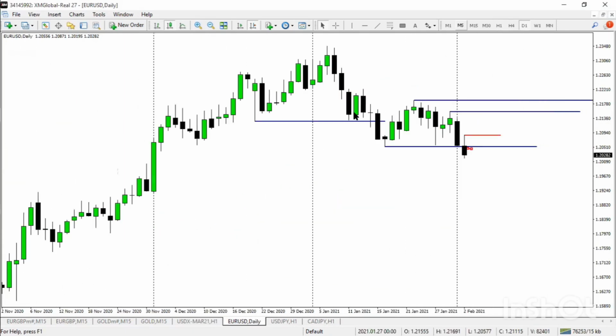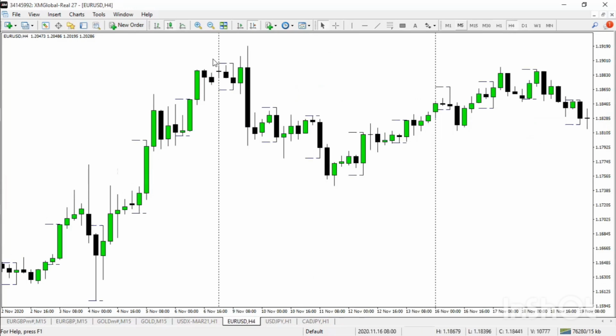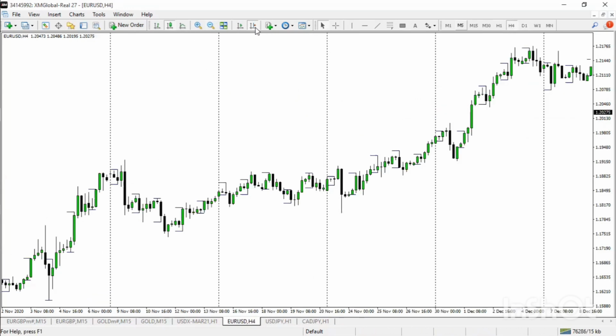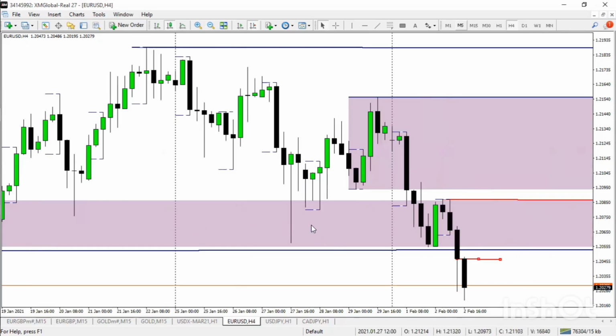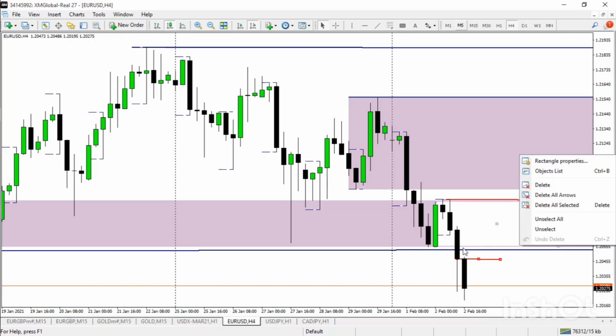Right. For these guys, we have this mitigation block here on daily, and we have this order block on daily, 4 hour. This mitigation block also has a 4 hour order block. This daily mitigation block is a 4 hour order block here, this one. And there's a fair value gap here, this void here.